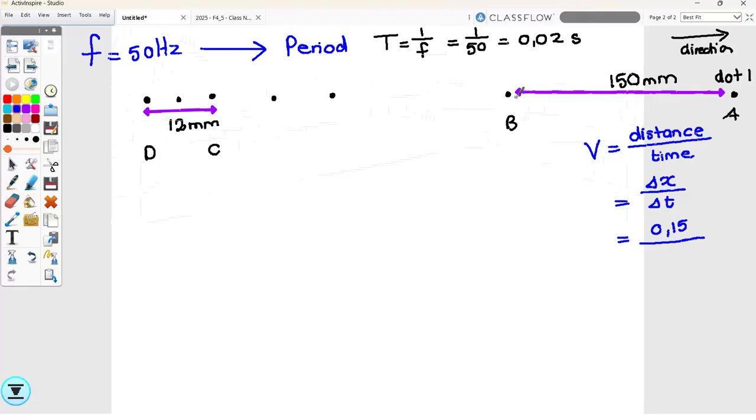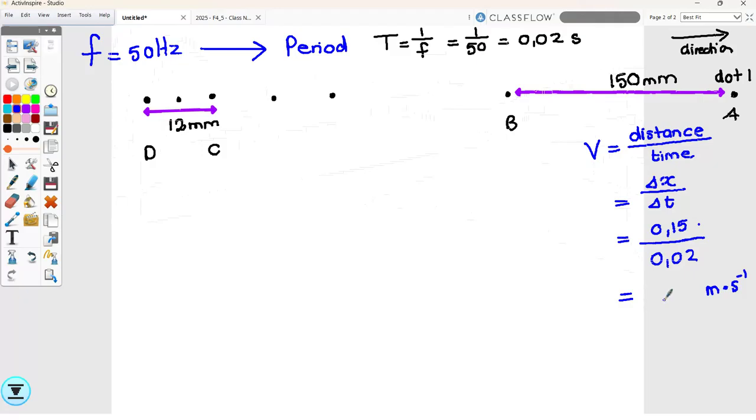And now what is my time here? How many intervals do I have there? Only one. So it's only going to be 0,02. It's seconds, so you can do it with this: meters per second. This is meters and this is seconds, so that my answer can be in meters per second.